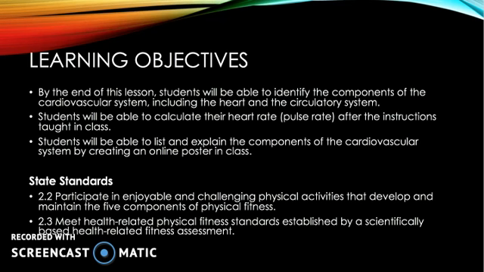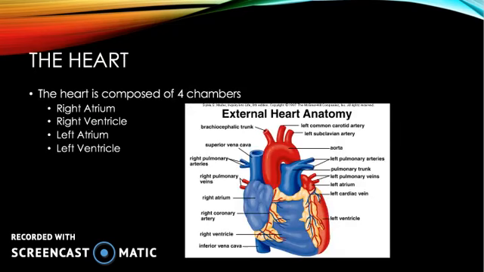The state standards that we'll be covering are the PE Physical Education Standards, so California Education Code 2.2, which is participate in enjoyable and challenging physical activities that develop and maintain the 5 components of physical fitness. So like before, this is the 5th component of the 5 components of fitness, so this is the last unit before your final. And the second state standard is 2.3, which is meet health-related physical fitness standards established by scientifically based health-related fitness assessments. So moving to the first component, which is the heart.